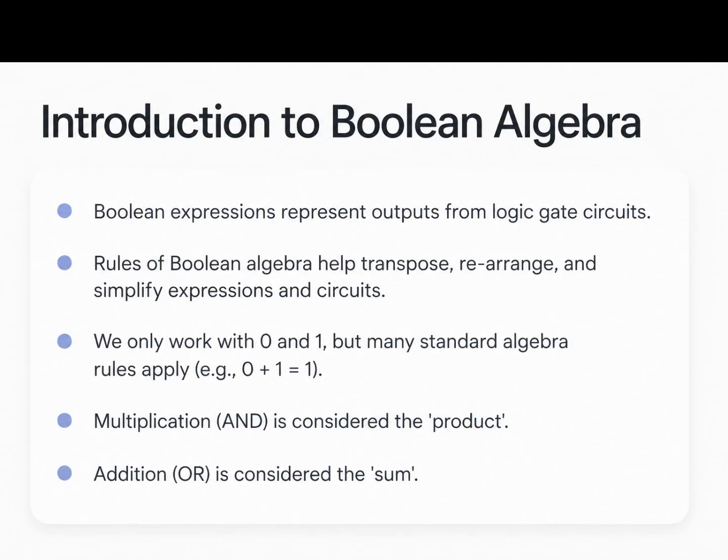Boolean algebra is unique because we only ever deal with two states, 0 and 1. Despite this limitation, many rules from standard algebra still apply. A key thing to remember as we move forward is our terminology. When we talk about multiplication, we are referring to the logical AND operation, which we call the product. When we talk about addition, we mean the logical OR operation, known as the sum.